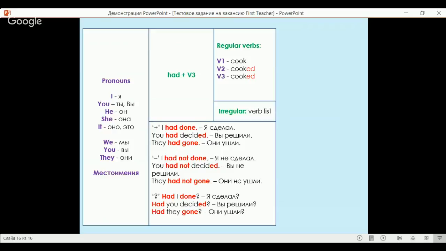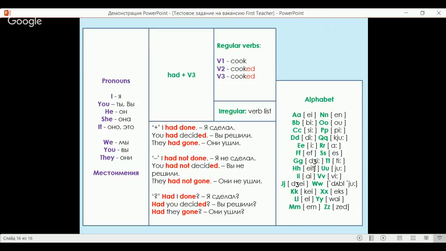And affirmative sentence. I had done. You had decided. They had gone. Negative. I had not done. You had not decided. They had not gone. And question, had I done? Had you decided? Had they gone?